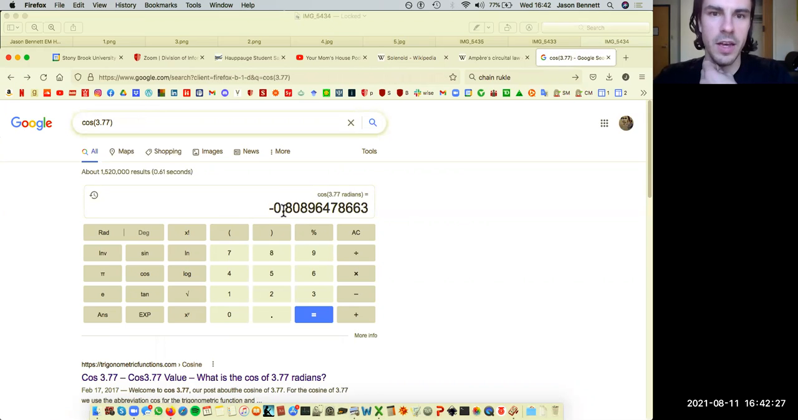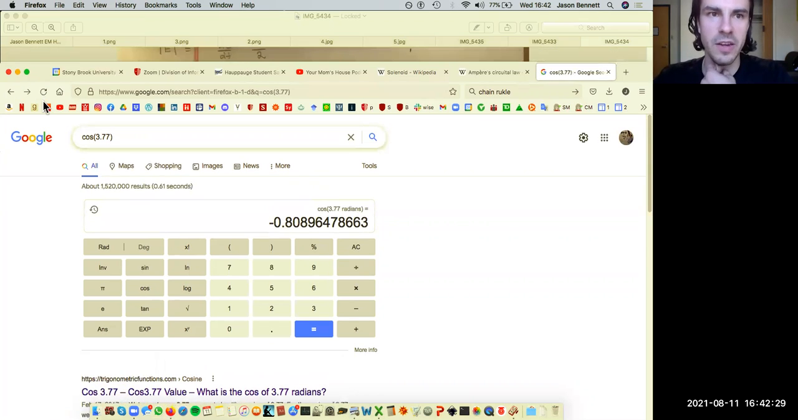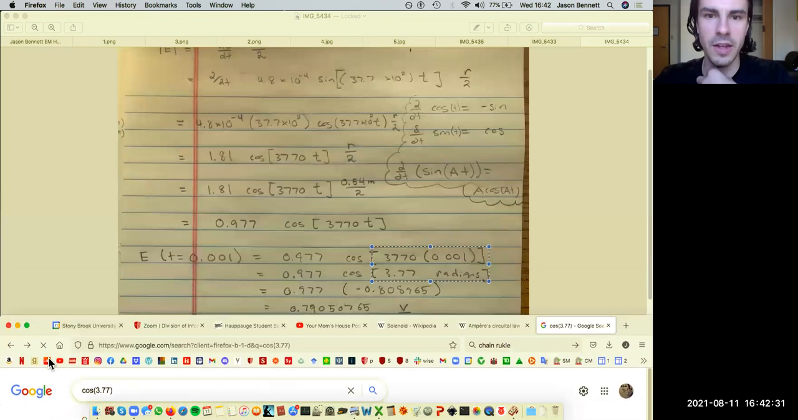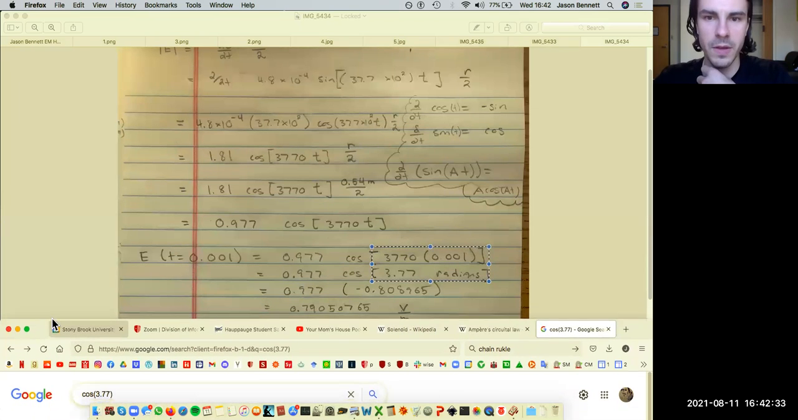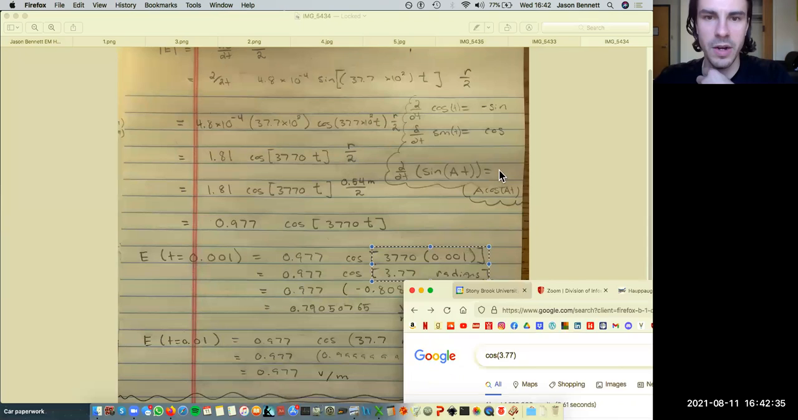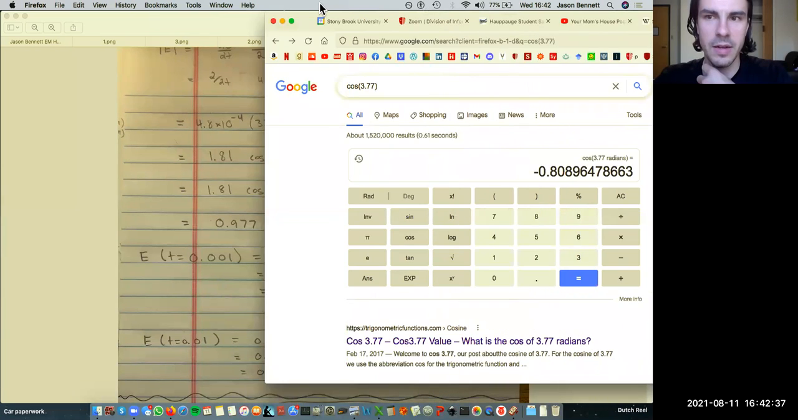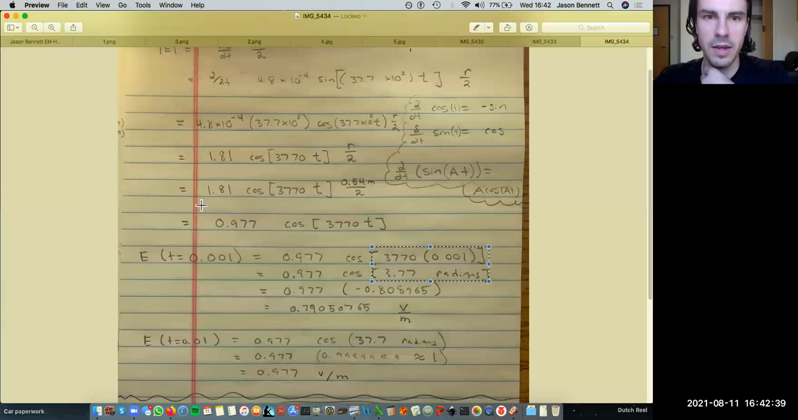So anyway, it gives me a negative, but remember the question's asking me for the magnitude, and so that doesn't matter. So I have that number there, and then that thing. And then I multiply it by my 1.8 from before, these two prefactors, and my radius over 2. So I multiply all those three things together, and I get that it's about 0.8 volts per meter.